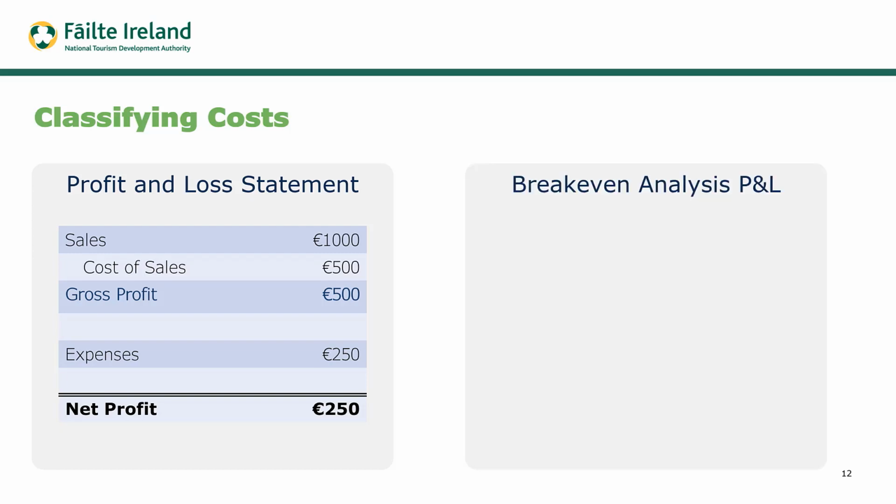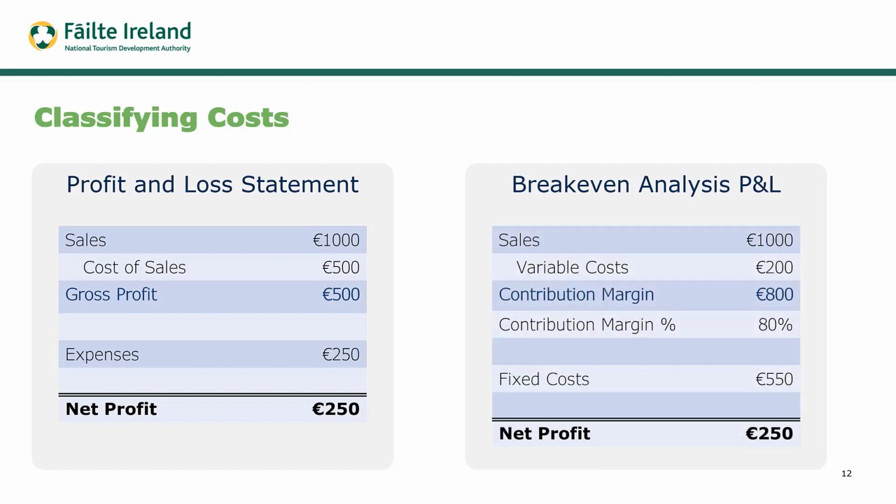In break-even analysis, we look at it in a slightly different way. We start with the same sales, then we take away variable costs. This leaves us with the contribution margin of €800. The contribution margin percentage is the contribution margin divided by the sales. We will use this percentage a lot in our examples. Then we take away our fixed costs of the business and we are left with the same net profit of €250. So it's a different way to present our profit and loss account for break-even analysis.